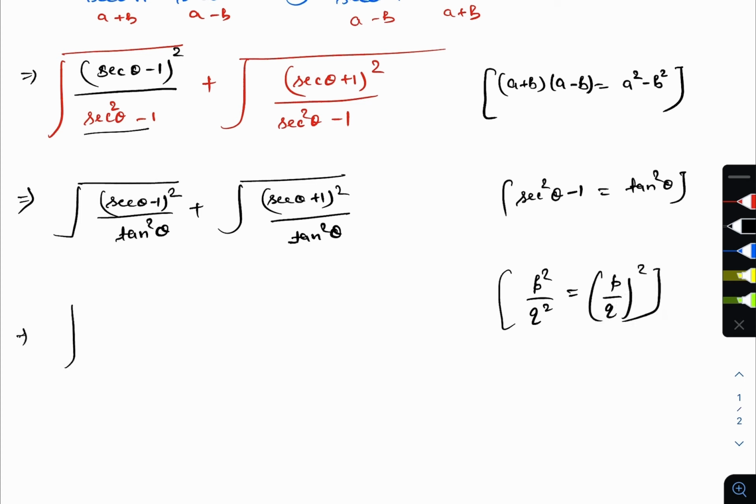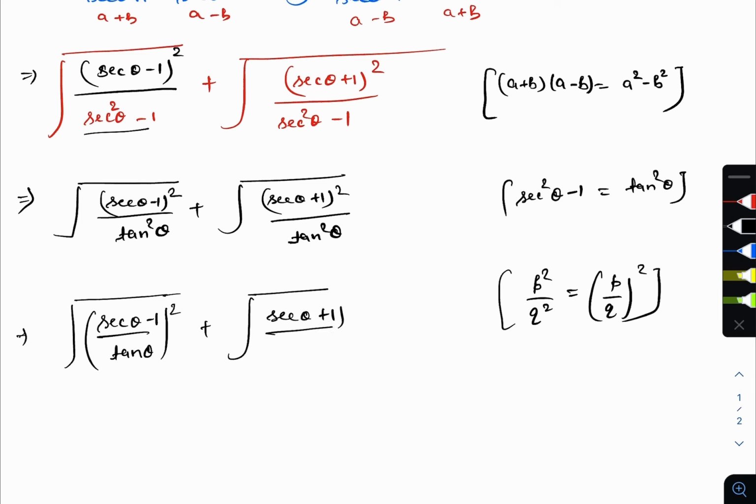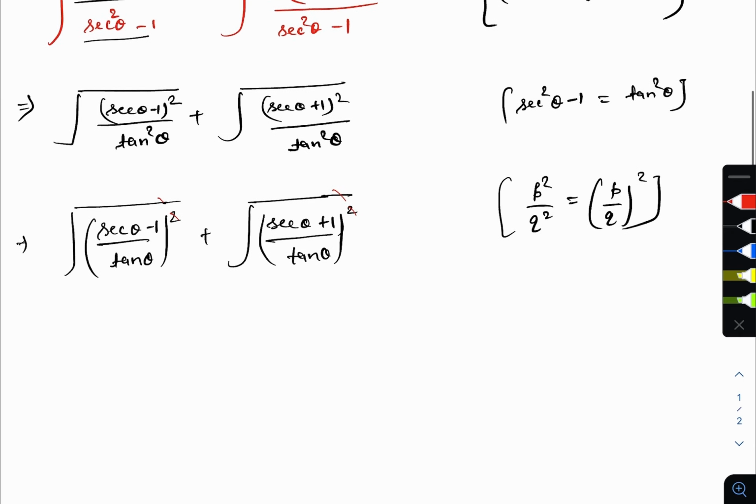So this will be under root (secant theta minus 1 upon tan theta) whole square, plus (secant theta plus 1 upon tan theta) whole square. In this scenario, the whole square and the square root will cancel out each other. So the next step will be secant theta minus 1 upon tan theta plus secant theta plus 1 upon tan theta.